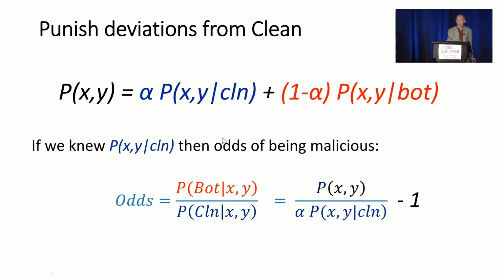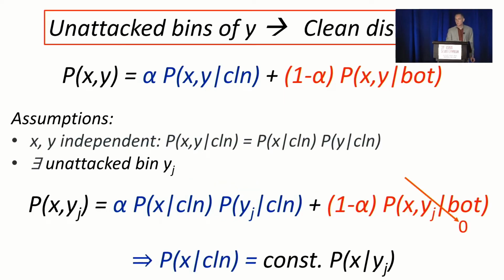If I knew what clean was, then just by moving things around, the odds of any particular thing being bot is just given by this right-hand side over here, observed over clean minus 1, basically. And I could output a set of rules that tells me for any given observation what the odds of being bot are. Well, of course, that's not going to happen. Bad guys are not going to take a day off, and we're not going to be able to get the clean distributions in a nice, easy way like that.